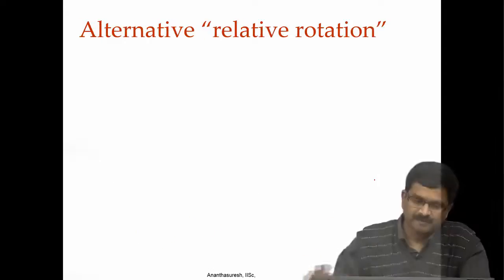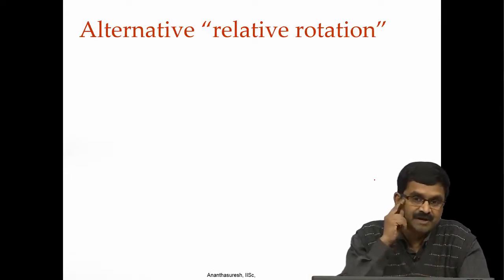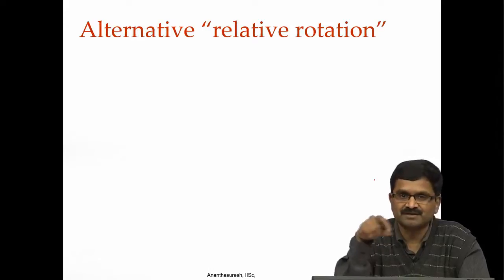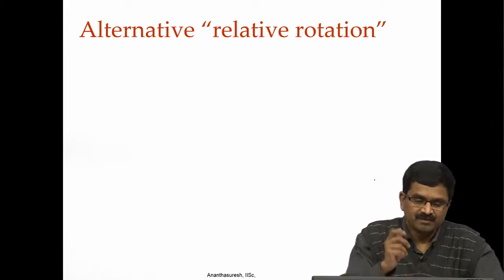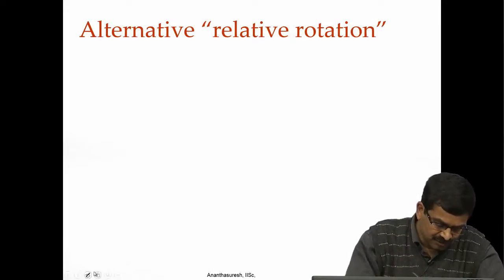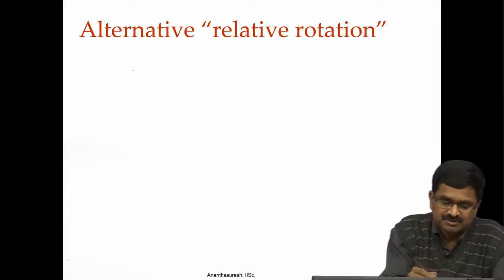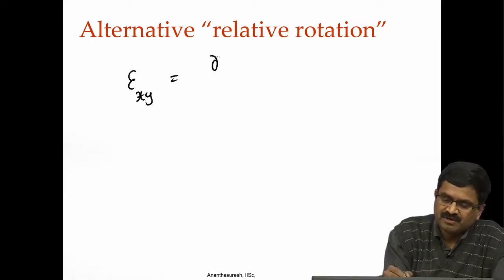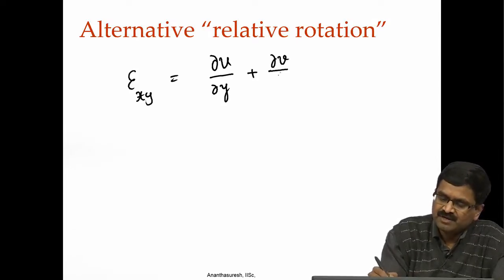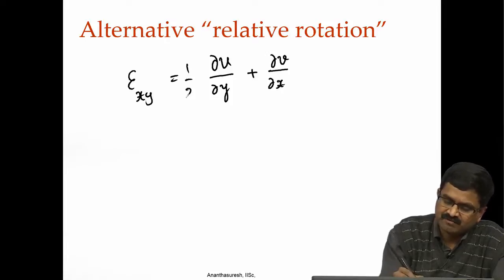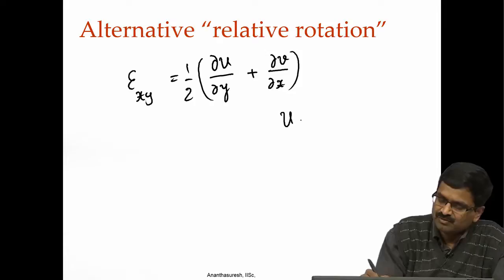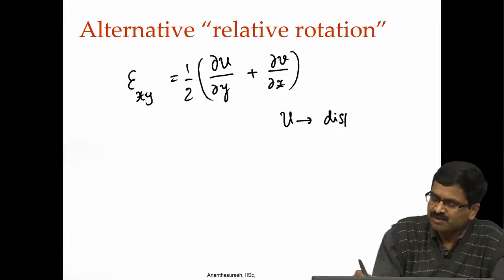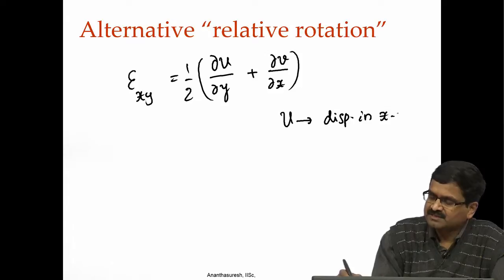This is what people have done, and there is an alternative way instead of this complicated way of computing vectors and the dot products and getting the relative rotation quantified. But if you think about our usual strain, shear strain, if I say epsilon x y in 2D, that will be dou u by dou y plus dou v by dou x, with a half, where u is the displacement of a point in the x direction.